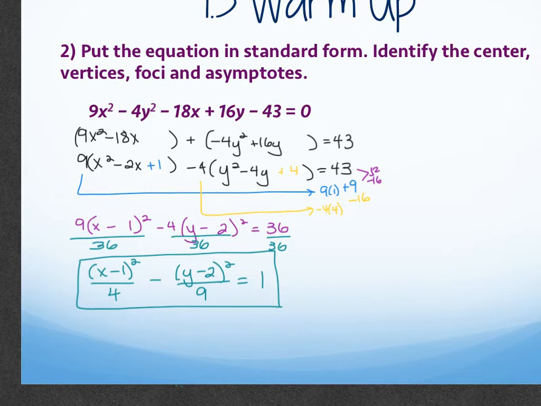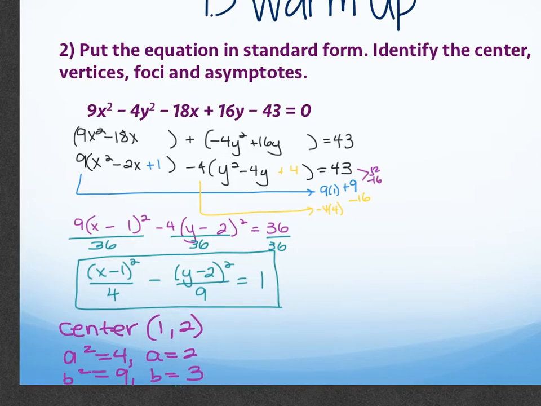So from here, my center is the next thing it tells me to identify. It is 1, 2, opposite of what follows x, opposite of what follows y. My a squared is 4, which makes a 2. My b squared is 9, which makes b 3.